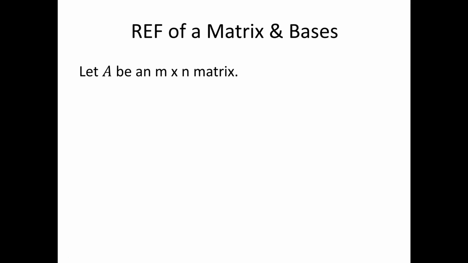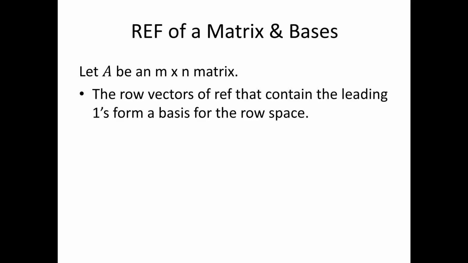The first thing is that the row vectors of an REF that contain the leading ones form a basis for the row space of a matrix A. This follows from the fact that the original matrix A and the REF of A share exactly the same row space. So we can definitely use the row vectors from the REF of A to come up with the basis for that.